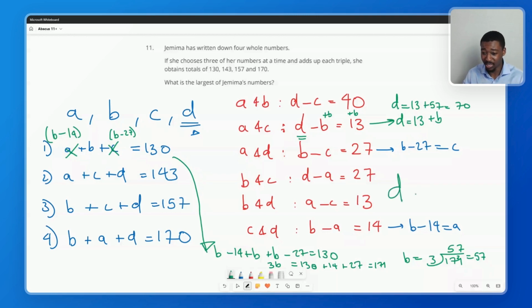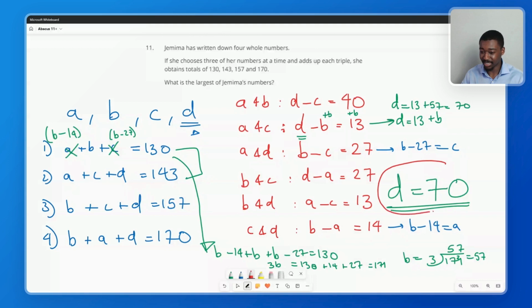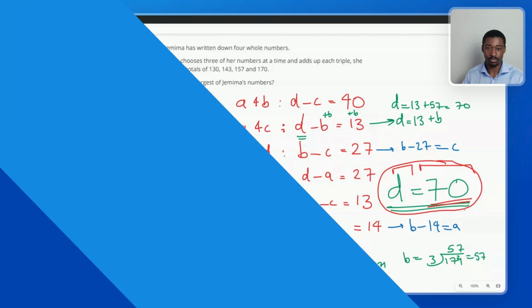So it was a long-winded question, and this certainly is more of a scholarship level question, or in grammar school terms, a higher level question to really see the top of the top students. But as we've seen through this working, if you know what you're doing, if you're comfortable with algebra and you're persistent and you really push through, you can still get to the answer of D being 70, or the largest number being 70. That's our answer.